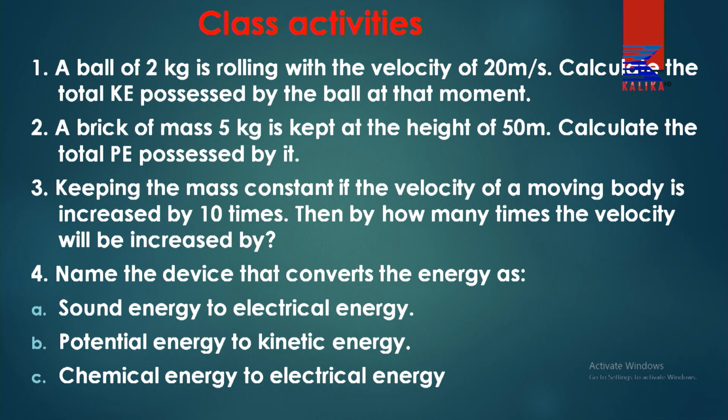For the one where you use KE equal to 1 by 2 mv square, m equal to 2 kg, v equal to 20 meter per second, and you will easily find out the KE. A brick of 5 kg is kept at the height of 50 m. You calculate the PE equal to mgh, put the value of g as 9.8 meter per second square. That's fine, it's easier. Question number 1, use the formula KE equal to 1 by 2 mv square. For question number 2, use the formula PE equal to mgh. Keep on looking at question number 3. I'll be doing question number 3 quickly for you.